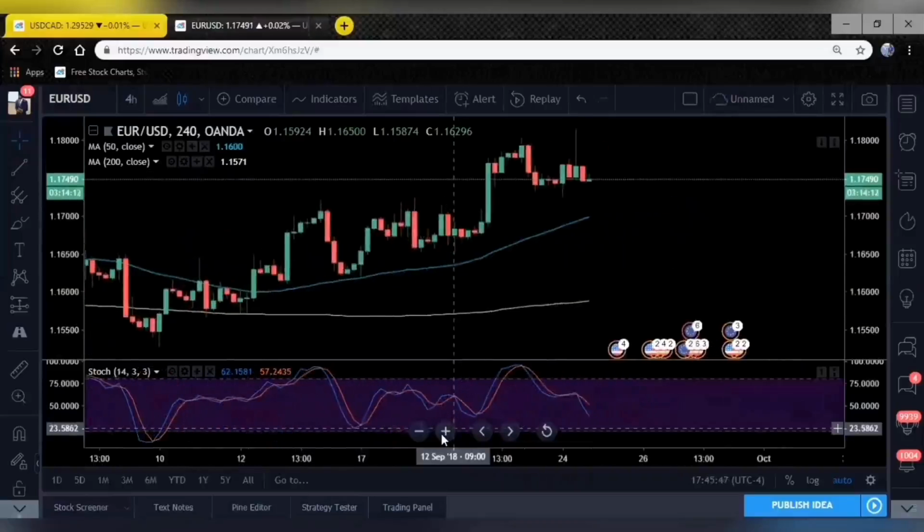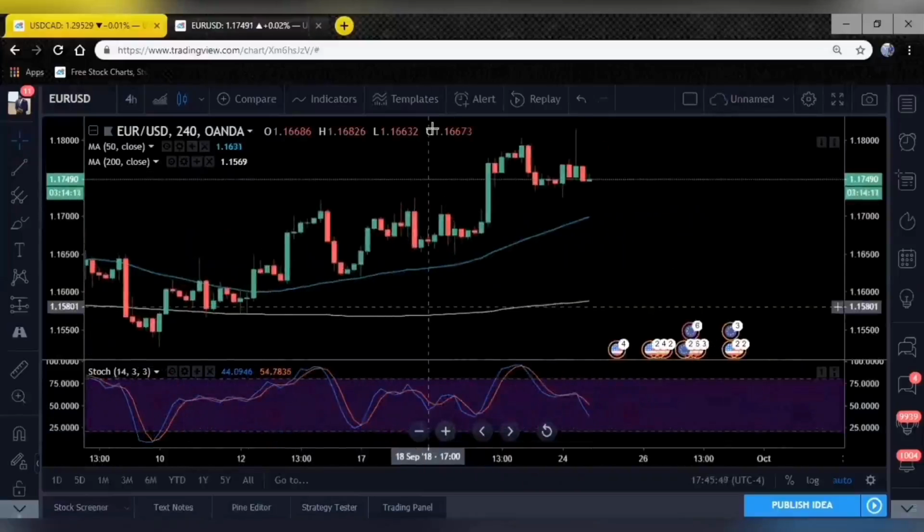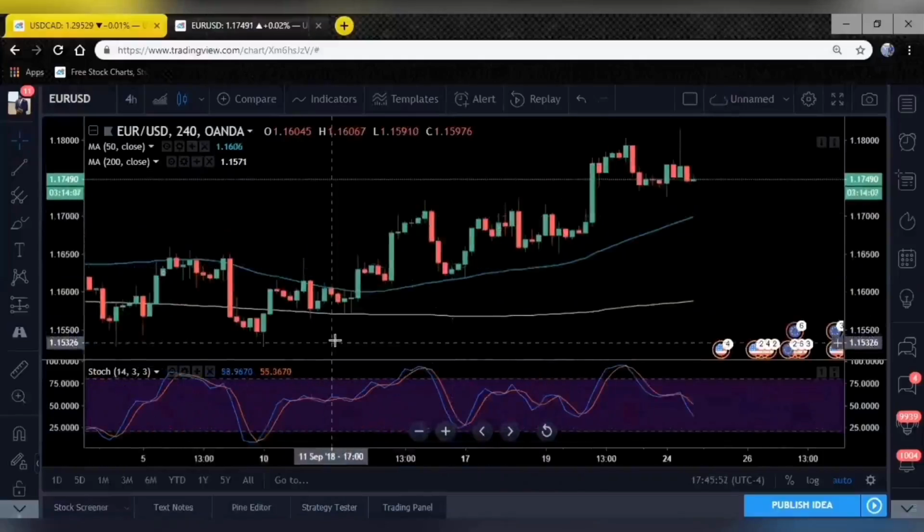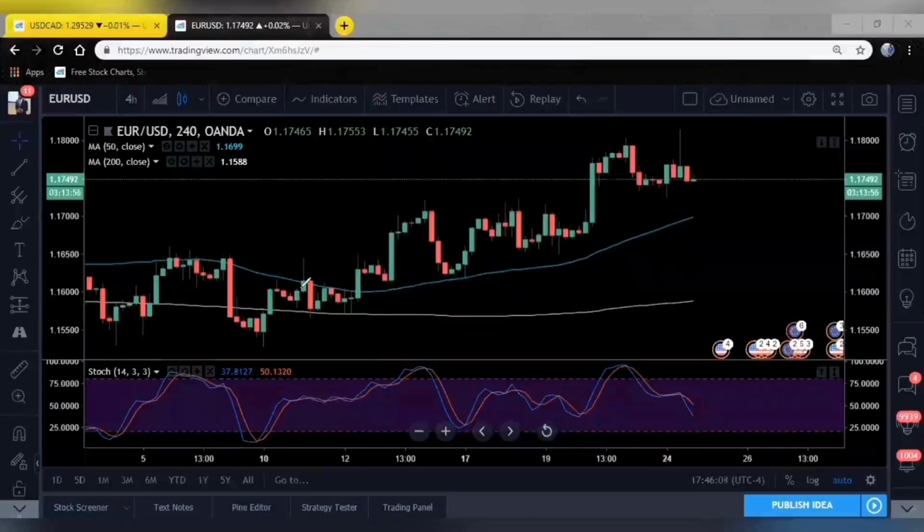Let's go over the moving averages first. The moving averages are simply support and resistance zones in the market that move with the trade. So for example, here, we can see that we had bullish candles right above the 200 moving average. Price broke and started moving right above the 50 moving average.